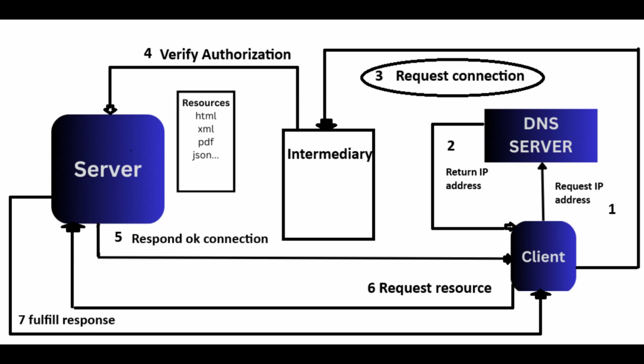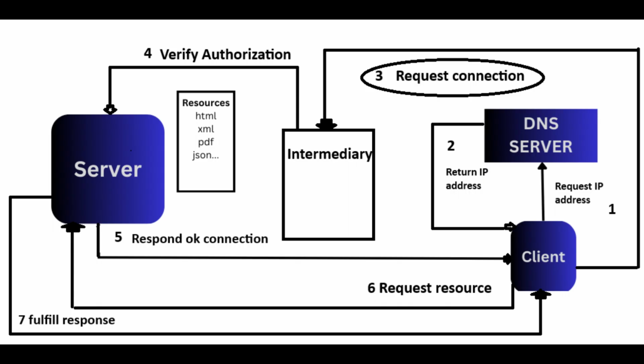So for this, there will be a server called a domain name server. The domain name server holds the IP address of all other servers. So as a first step, the client wants to know the IP address, so it sends a request to the DNS server. The DNS server sends the corresponding IP address of the server back to the client.